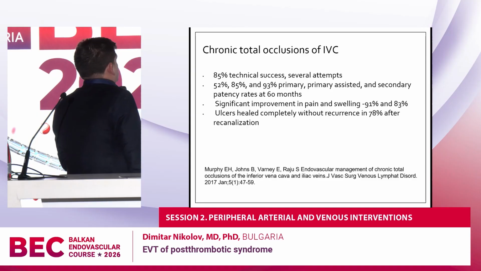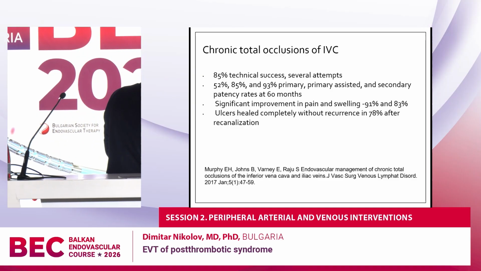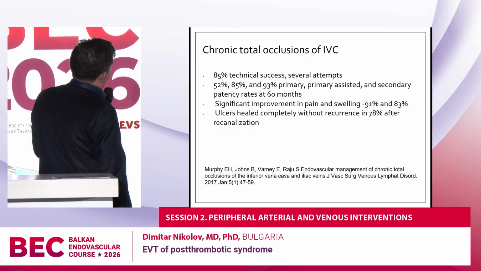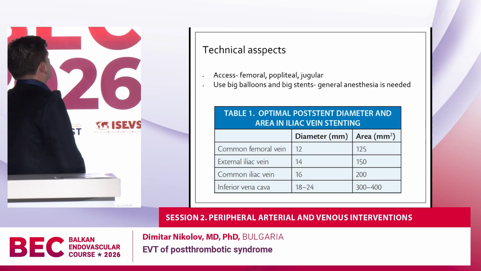For chronic total occlusions of the IVC, 85% technical success, up to 93% for primary assisted and secondary patency rates at 16 months, significant improvement of pain and swelling, and healing of ulcers completely without recurrence in 78% after recanalization.